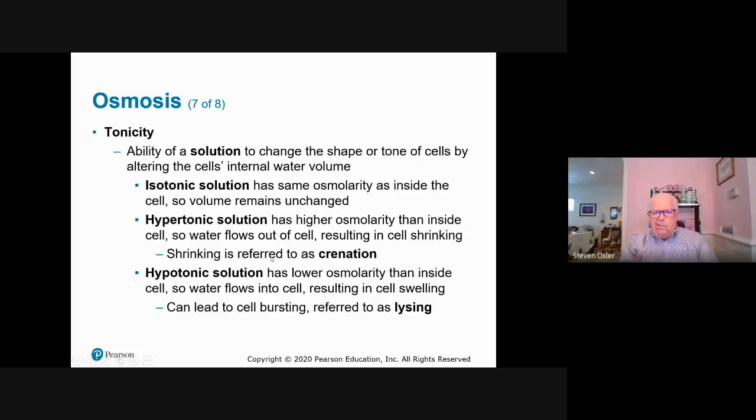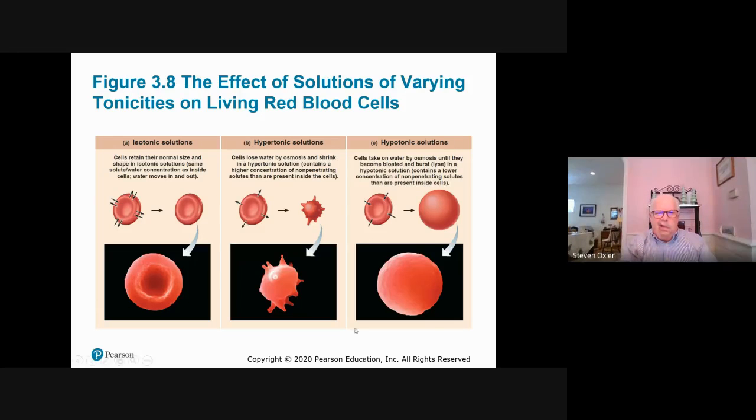Shrinking is referred to as crenation. Water flows out of the cell, it shrinks. It crenates. When water flows into the cell, it bursts. That's called lysing. And there's an example here, I think, of a red blood cell. Here it is. This is a normal red blood cell, a nice biconcave disc.